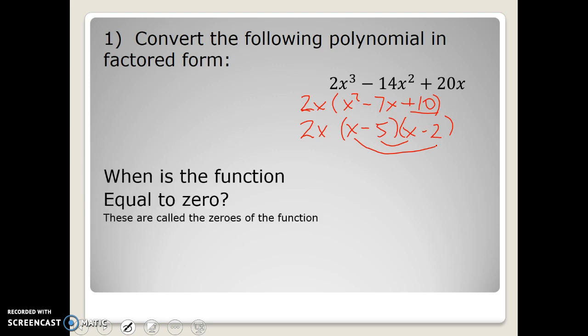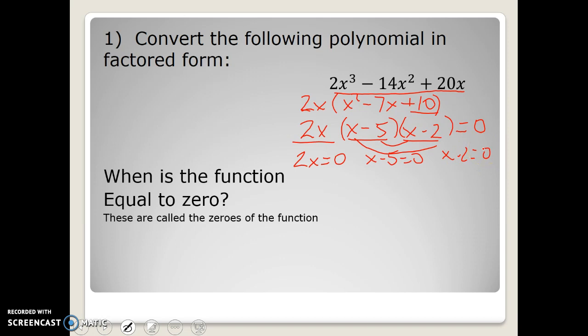And so then it says, when is the function equal to 0? Well, if this was equal to 0, there would be 3 places where it could be equal to 0. We have 3 factors, and if any one of those factors were equal to 0, then the whole thing would be 0. So that means if 2x was 0, this whole thing would be 0. If x minus 5 was 0, the whole thing would be 0. And if x minus 2 is 0, the whole thing would be 0. So there are actually 3 zeros.